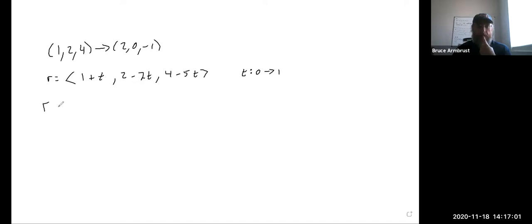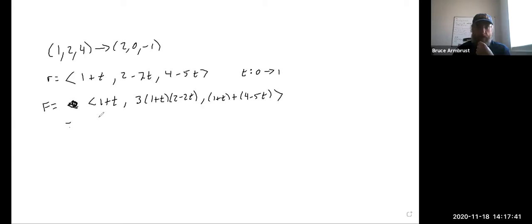Okay, so that makes our f, oh yeah, it's got the x, so 1 plus t, then it's 3xy, so 3 times 1 plus t times 2 minus 2t. And then the last one is x plus z, so 1 plus t plus 4 minus 5t. All right, so that's our f.